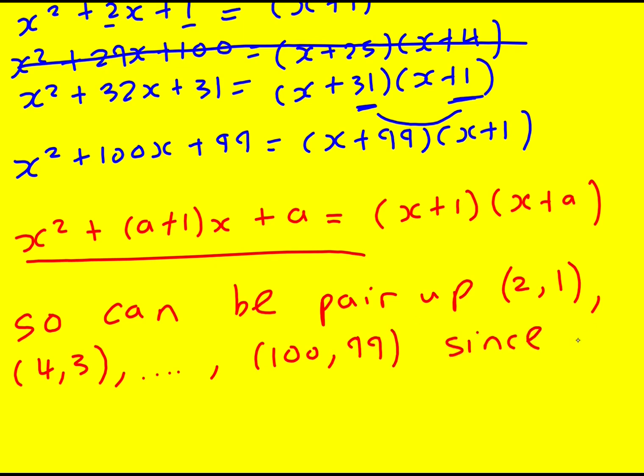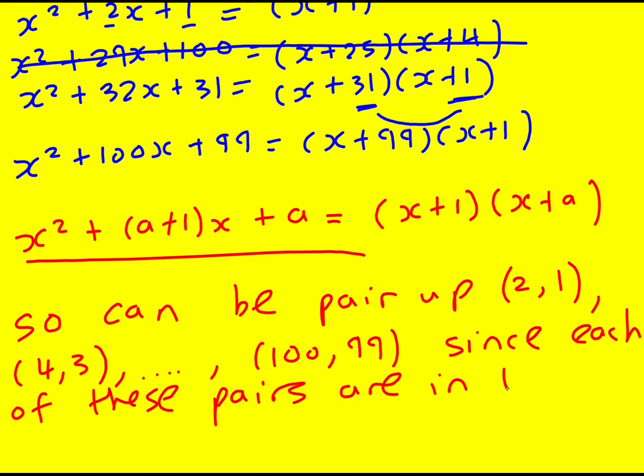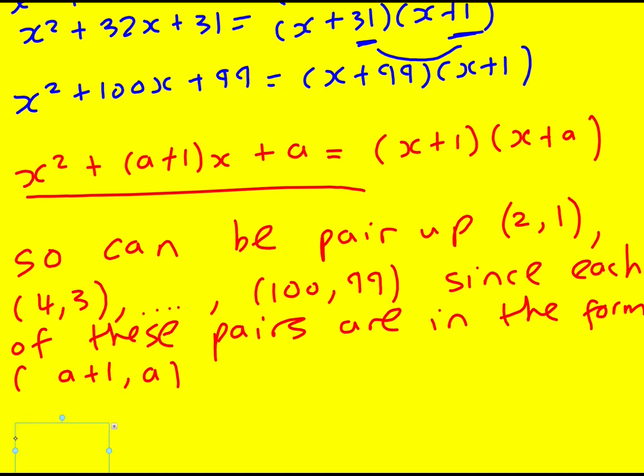Since each of these pairs are in the form a plus 1 and a, it's therefore possible to erase all the numbers. That is actually it. The hardest bit is getting to this idea, because once you've got the idea, the solution just comes together very quickly.